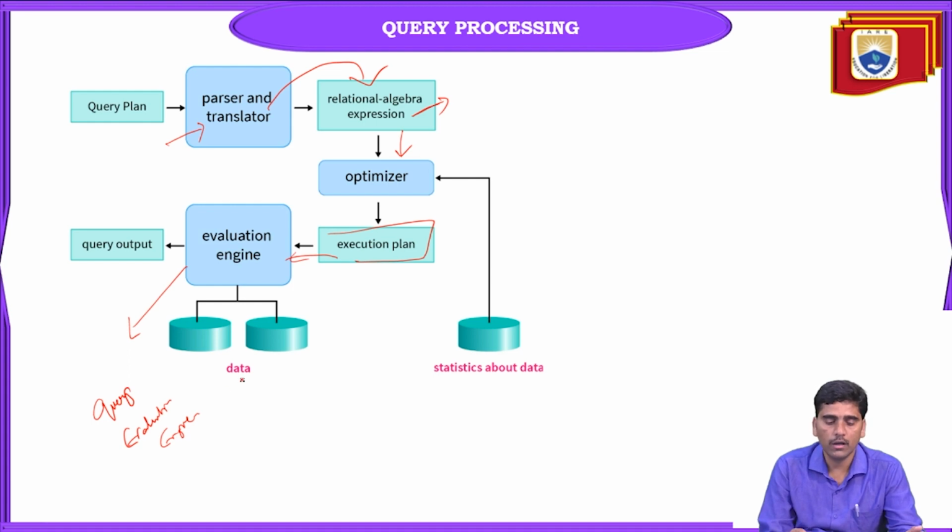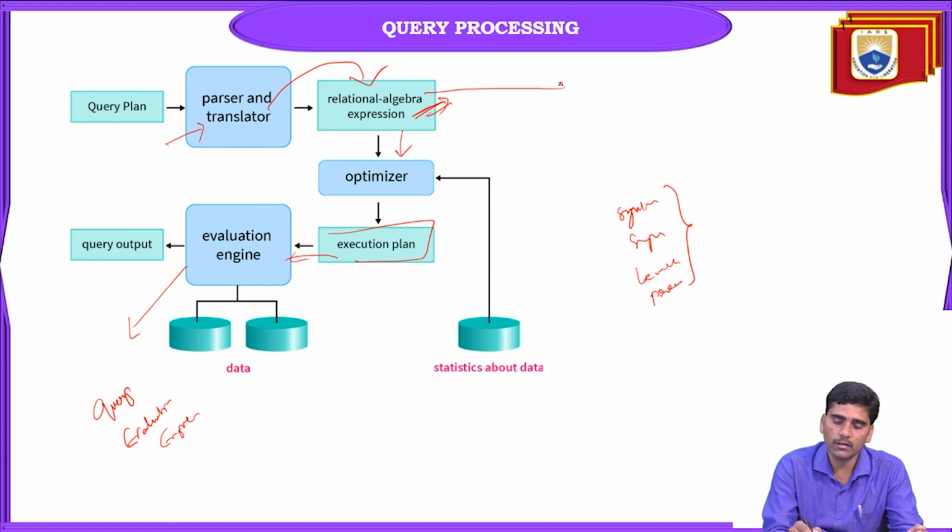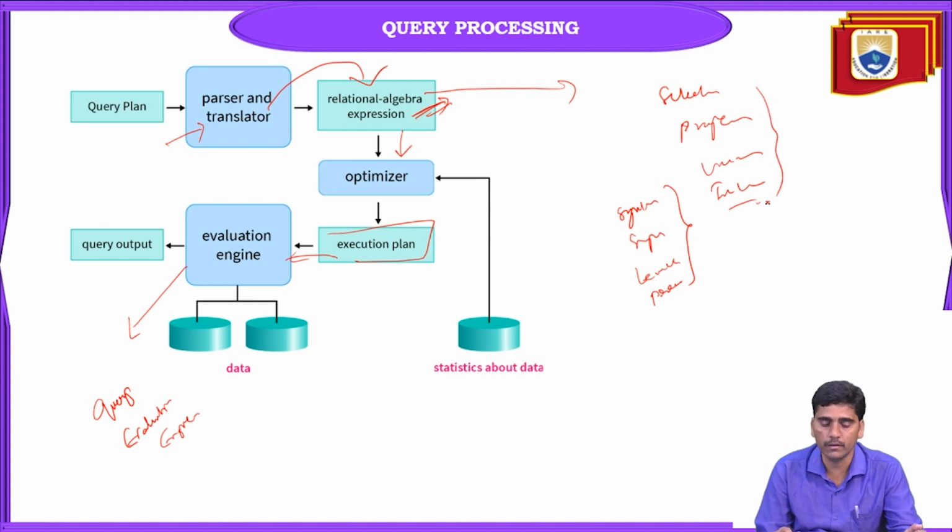So here we have to use the syntactic process, lexical analyzer and parser. These are all only for parsing and translating the queries into relational algebraic expression. So, what are relational algebraic operations? Selection operation, projection operation, union operation, intersection operation. Like that, different types of operations will be executed or evaluated on this optimized query.